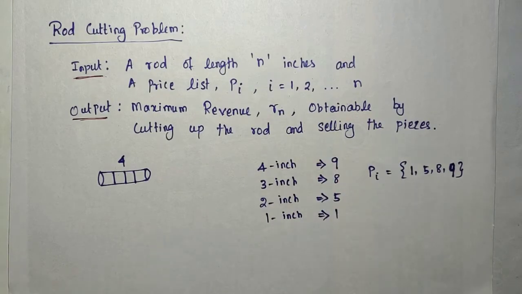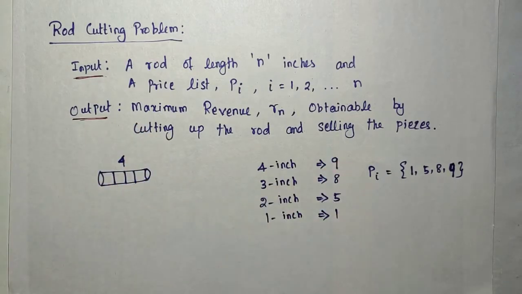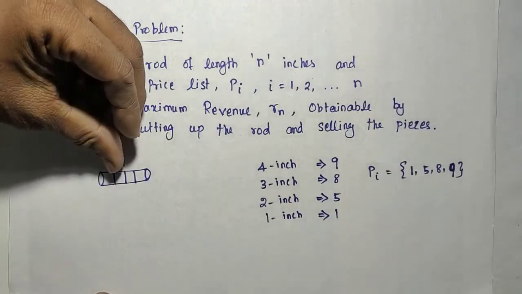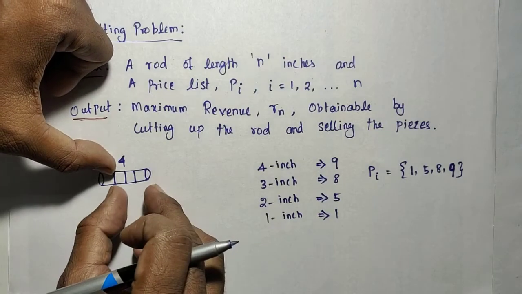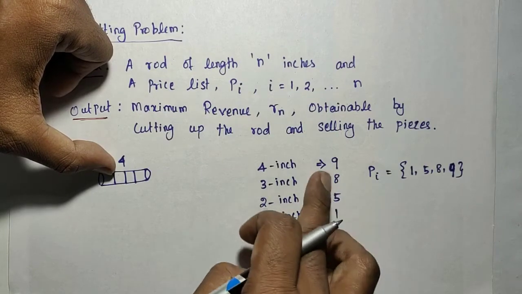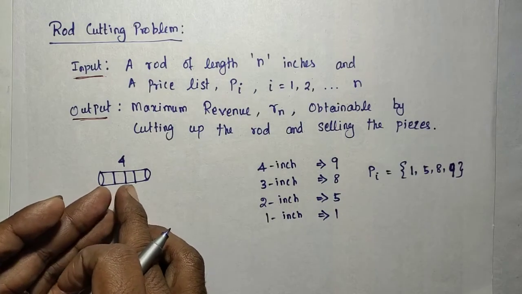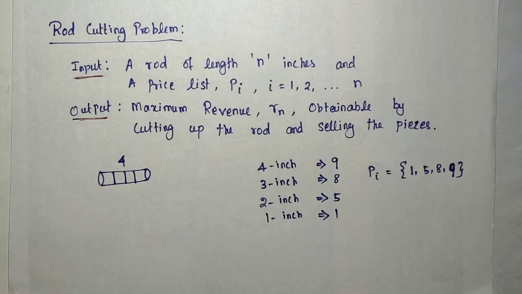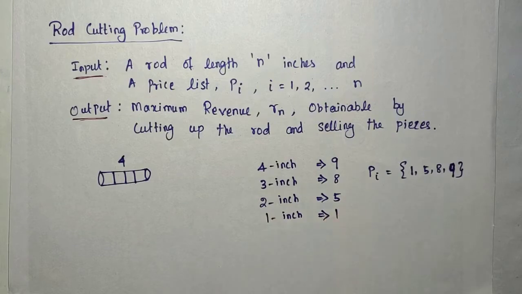Instead of cutting into 4, if you are selling as it is, you get 9. Instead, if you are cutting into 2 pieces, one piece a 1-inch rod and another a 3-inch rod, the 1-inch rod price is 1 and the 3-inch rod price is 8. You will again get 9 rupees. Instead, if you are cutting the rod into 2 pieces, each of 2 inches, so 2 numbers of 2-inch rod, one 2-inch rod price is 5 rupees. So 5 plus 5, 10. So we will get the maximum revenue.